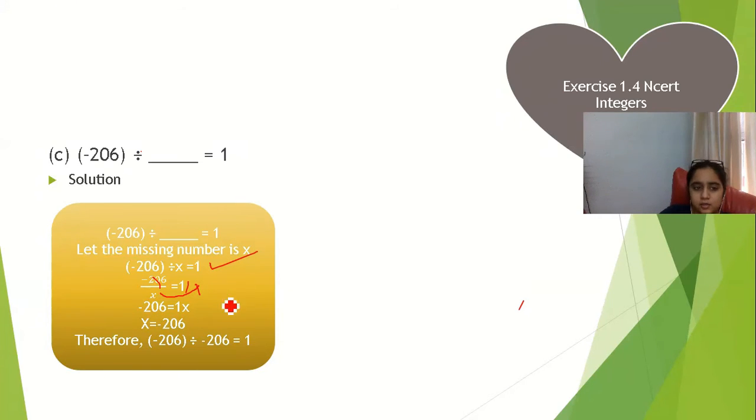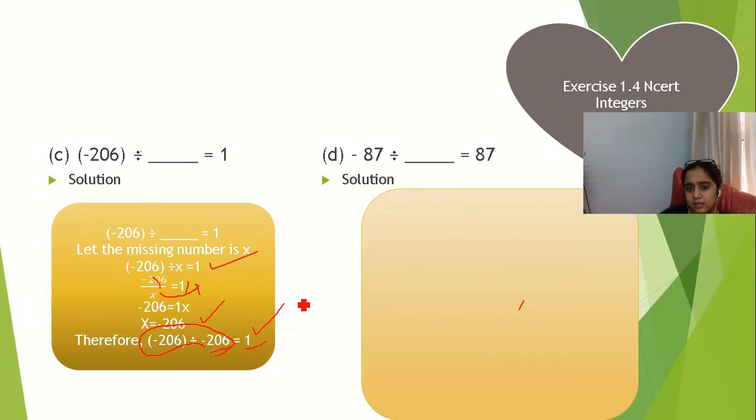Therefore, minus 206 divided by minus 206 equals 1. So D part is, we have to fill this blank. We will assume that the missing number is x.